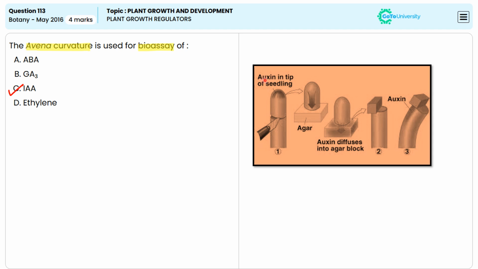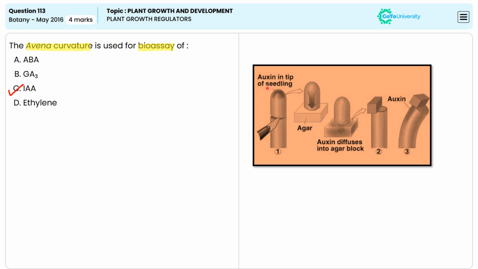indole 3 acetic acid, which is a type of plant hormone involved in cell elongation and growth. So the test involves the use of Avena sativa, which is oat seedlings, to observe the curvature of the coleoptile, that is the embryonic leaf, in response to auxin application.